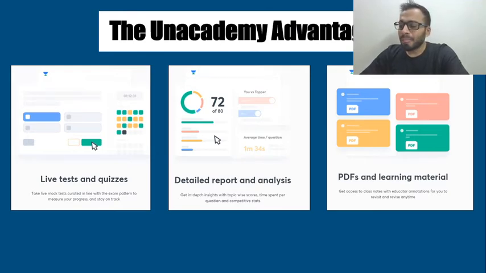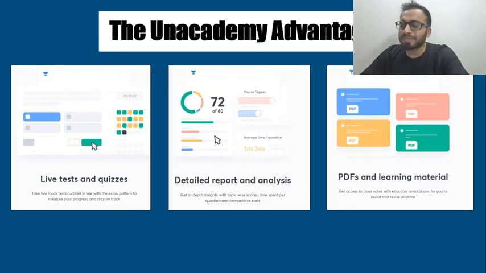We'll give you stuff like how much time you're spending on a sentence correction question versus the time you're spending on a critical reasoning question. What are your topic wise scores? How much are you scoring in SC versus RC versus CR versus para jumbles versus whatever, right? So we give you that insight so that you can do course correction if required.